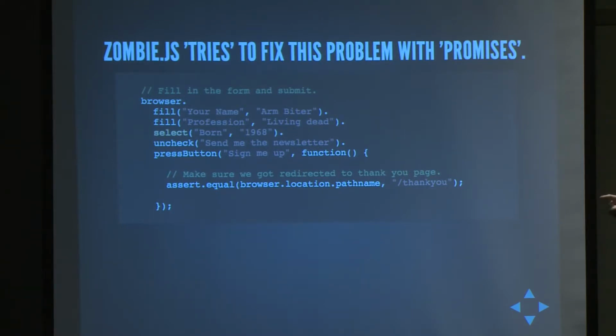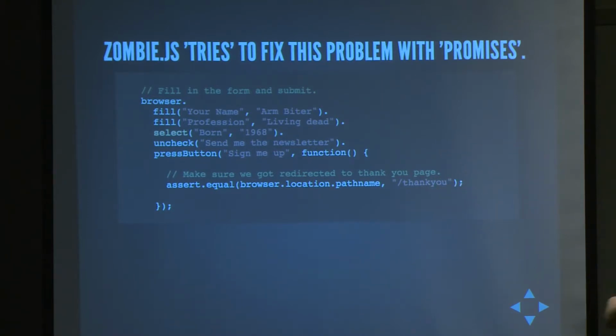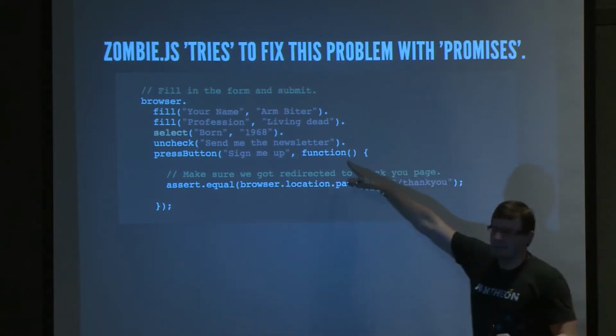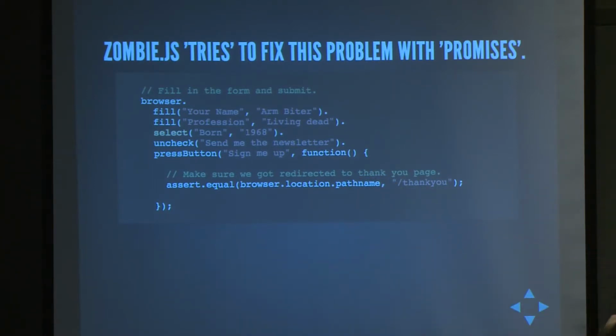So every time, like the first fill, that actually doesn't execute fill. What that actually does is it adds that command to a queue, then it goes to the next one, and it doesn't actually execute it. It just adds that to a queue and says, okay, they want to do this next. And then it adds the select to a queue. It adds uncheck to a queue. The first time that it experiences a real callback function, it says, oh, wait. They actually want to wait until that's done. It actually processes the queue at that point.